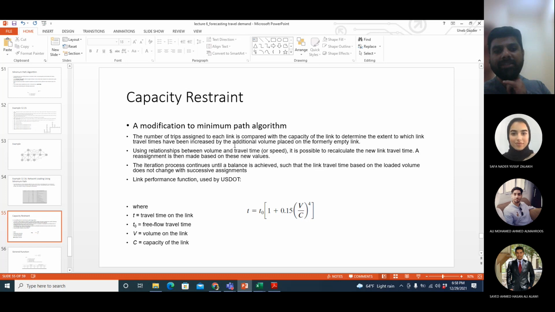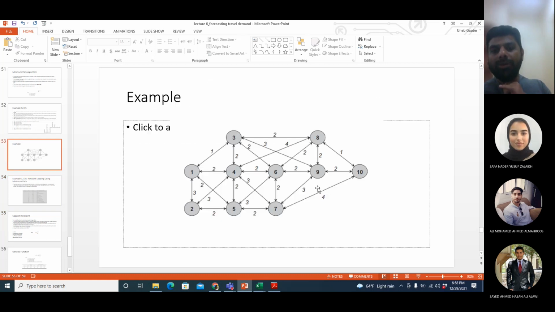Okay, one modification to the minimum path algorithm is the capacity restraint. Okay, now here we are saying whichever is the quickest path, everybody will take it. But every highway has its own capacity. And when you increase the number of vehicles, the travel time on that highway will increase. So if everybody who is going from 1 to 6 uses this link, then the travel time on this link will not be 2 minutes. It may become 4 minutes. Okay, so these travel times are not constant. And if you reach the capacity of the highway, then they may even become 0.